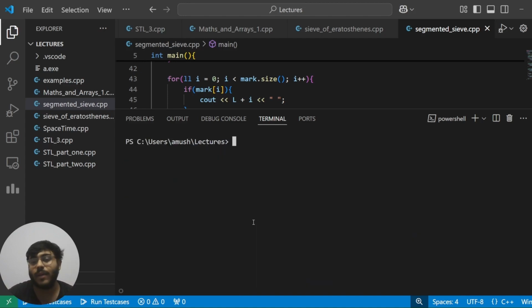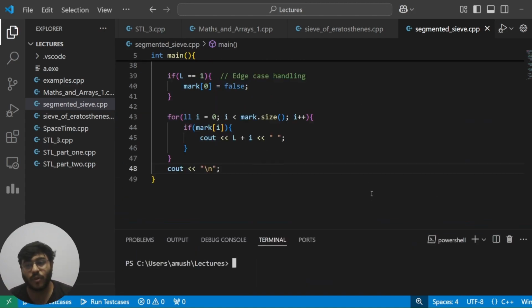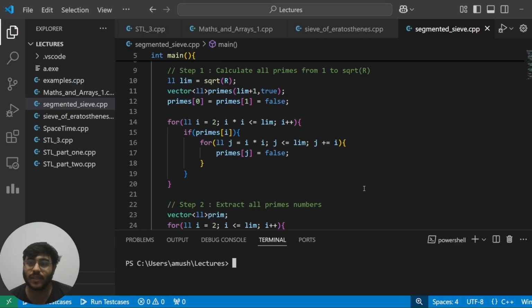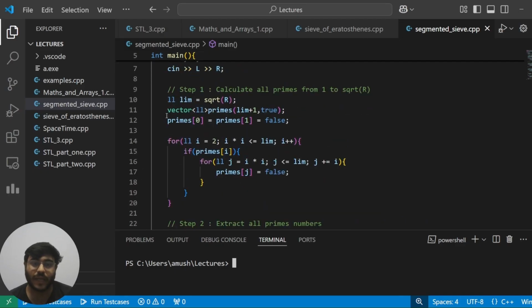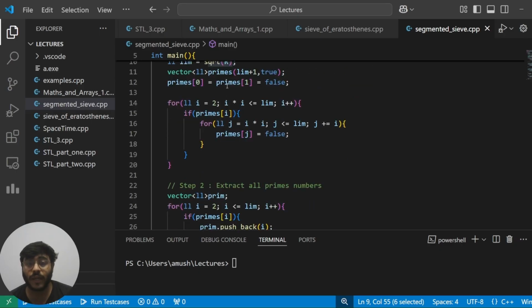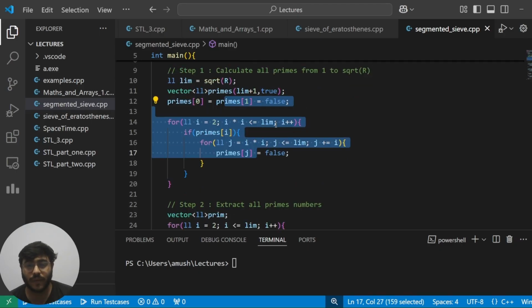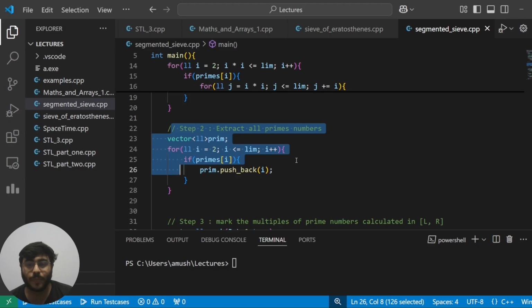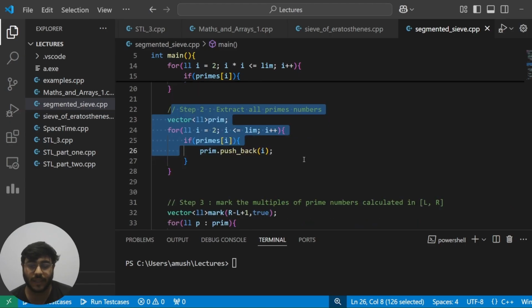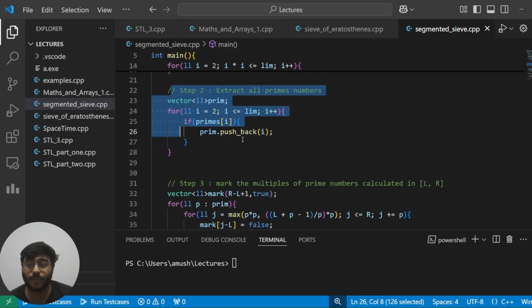So in this way, basically the segmented sieve works. So I'll just go through the code part again. So what do you do? It has 3 major steps. First of all, you calculate the prime numbers from 1 up to sqrt of n. Remember, not n, but sqrt of n, right? By using the normal sieve algorithm. Then you extract those prime numbers from the sieve that we have. Okay, and we store them in an array. Let's say prime array.